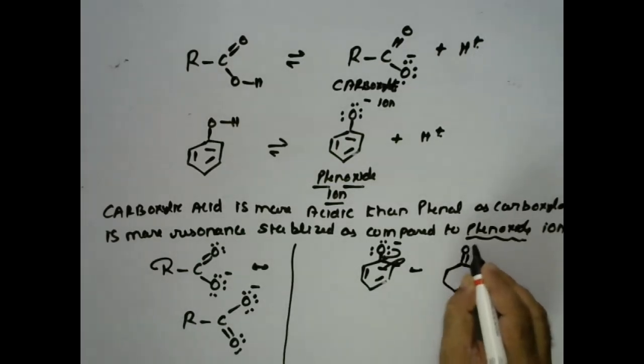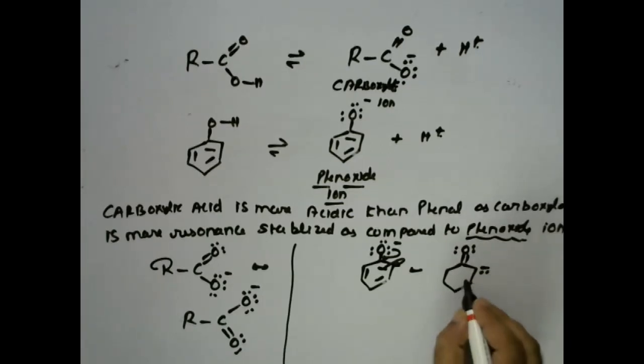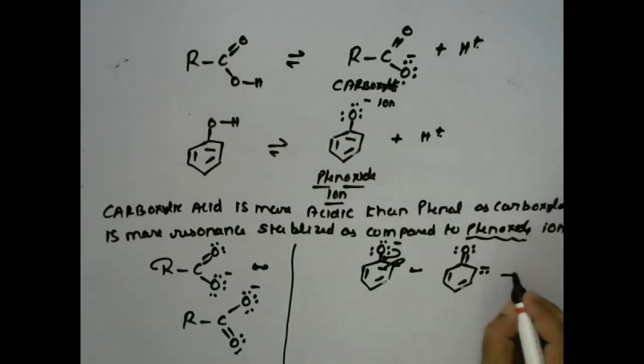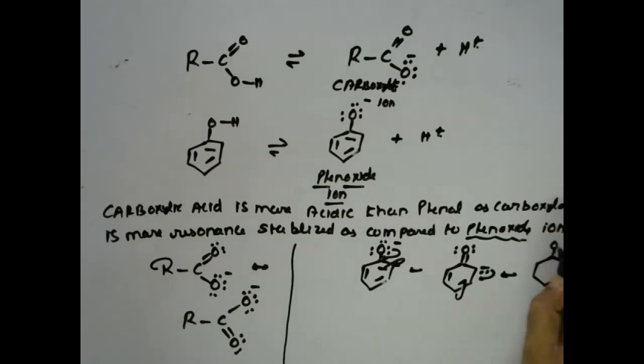It is not his mistake. Because in the phenoxide ion the negative charge is localized on one oxygen, that's why the stability is less. The phenoxide ion's resonating structures are less stable because they are not equivalent, and the negative charge is localized only on one oxygen atom. So that's why it's comparatively less stable as compared to the carboxylate ion.